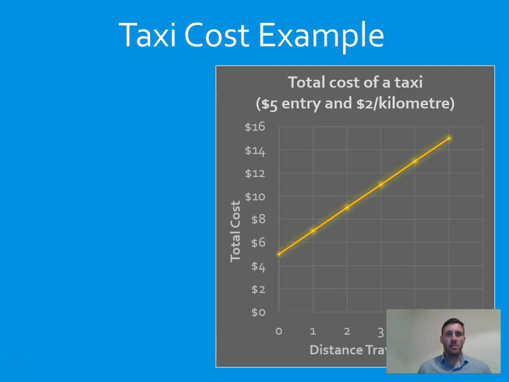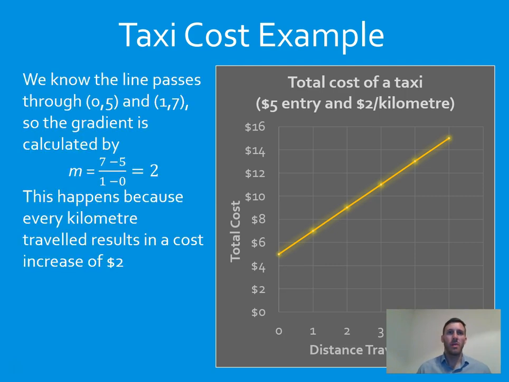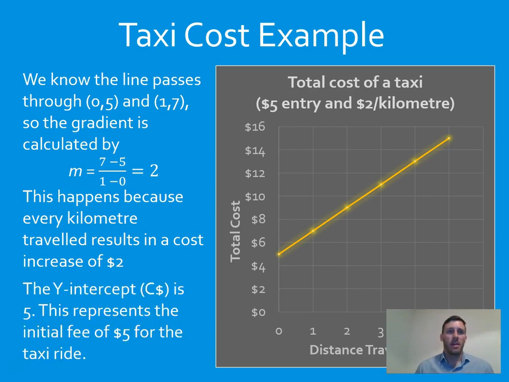Again, I've got our taxi cost example here. I think we can work out the gradient of this line because we know a lot of points along it. So here I've picked out point (0, 5), which also happens to be the y-intercept, and point (1, 7). So the gradient is calculated by 7 take 5, which is y2 take y1 over x2 take x1. And the slope again here is 2. This happens because every kilometre travelled resulted in a cost increase of $2. Again, like I said, the y-intercept here is 5.